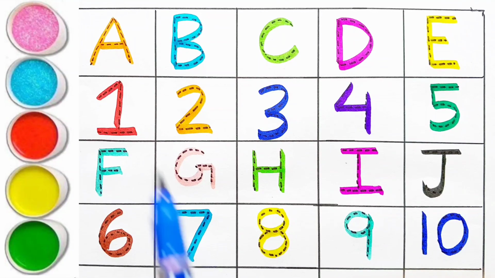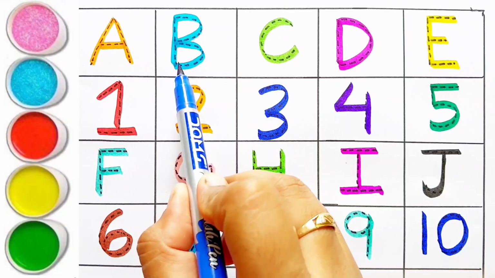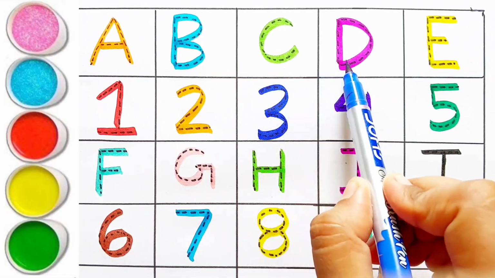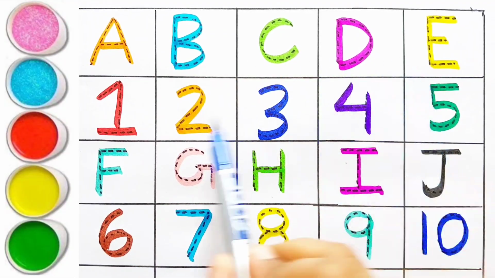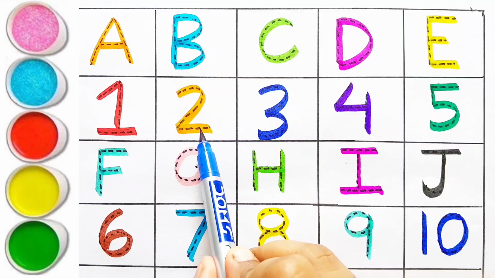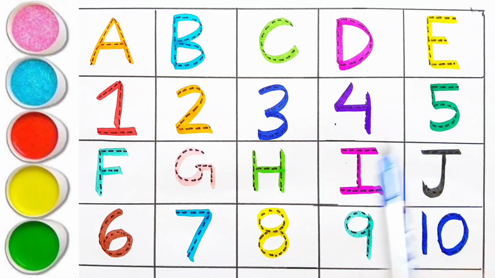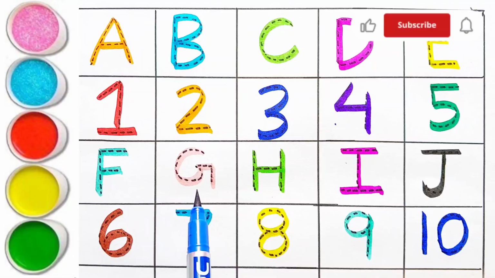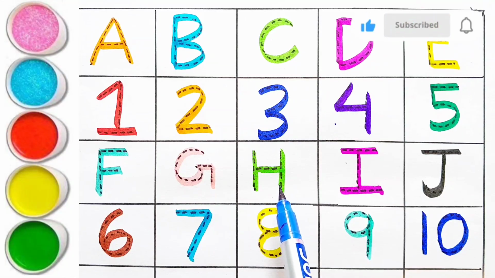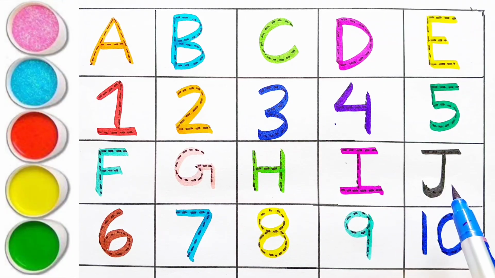Wow! A, B, C, D, E. 1, 2, 3, 4, 5. F, G, H, I, J. 6. Number 7. Number 8.